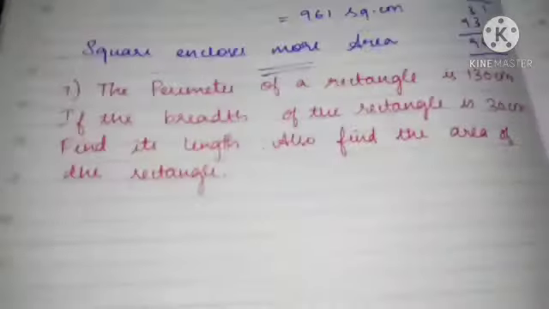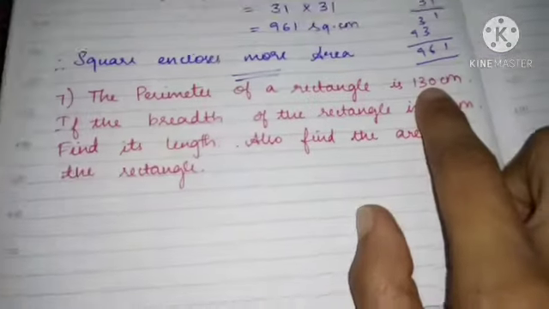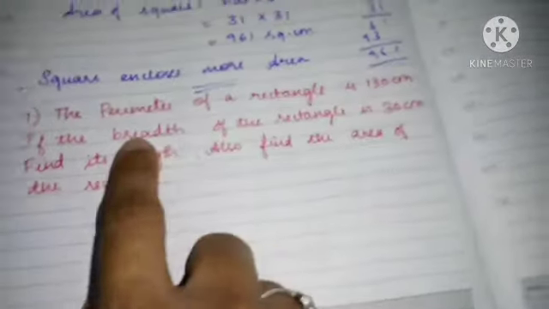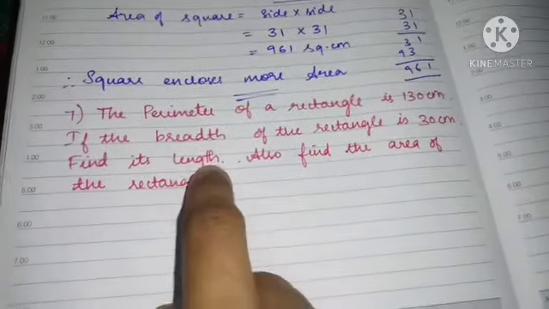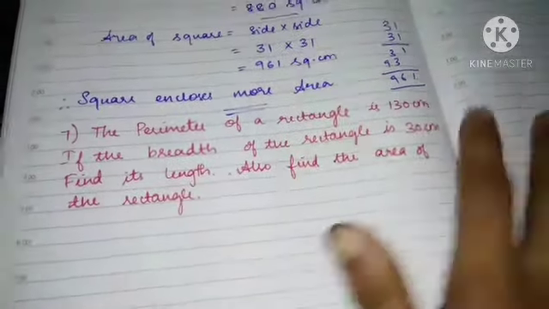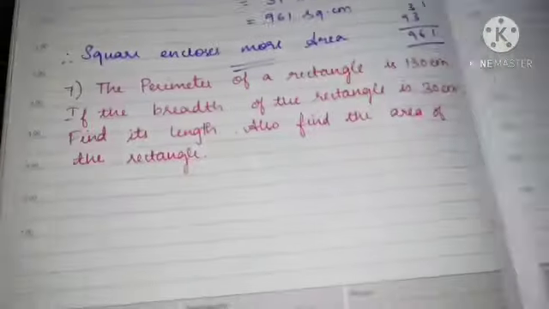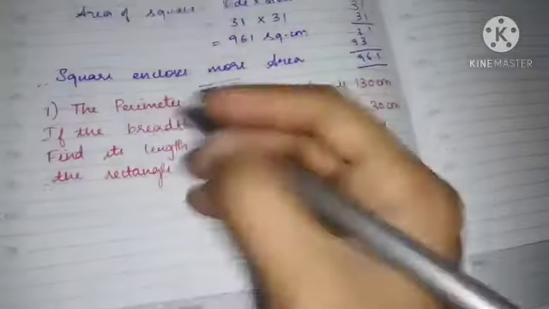What is the question, children? The perimeter of the rectangle is 130 centimeter. If the breadth is 30 centimeter, find the length. Perimeter is given, breadth is given, we should find the length. Also find the area. Okay. So it's easy. First, what is given, children?